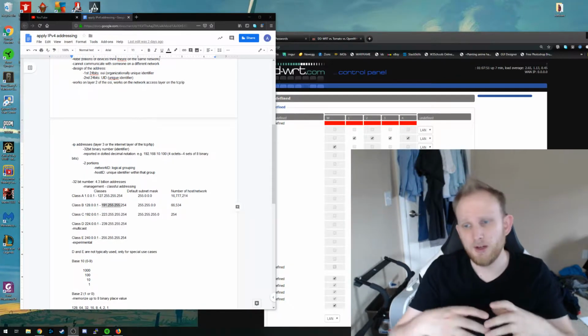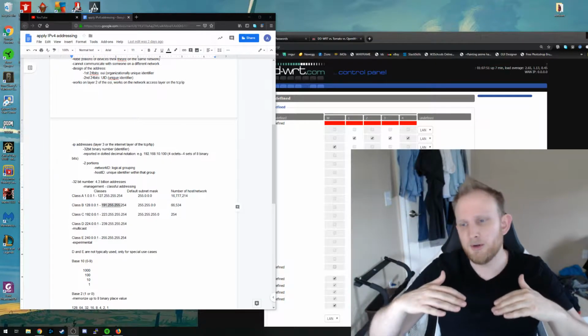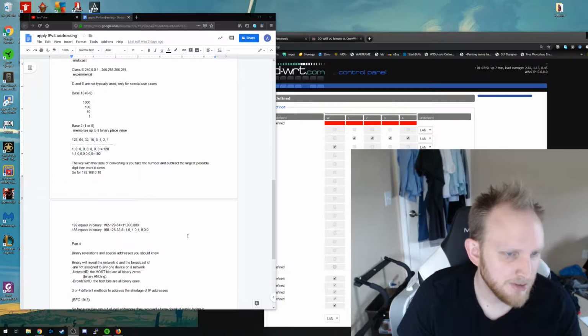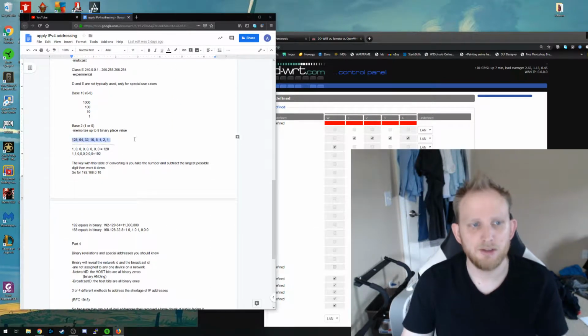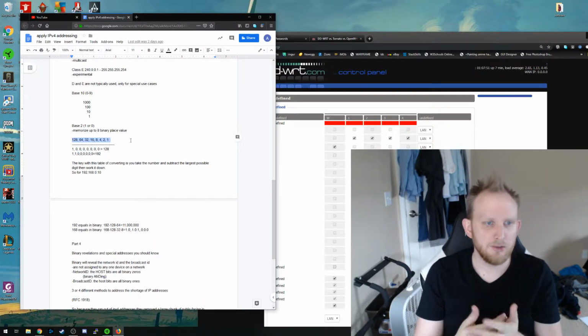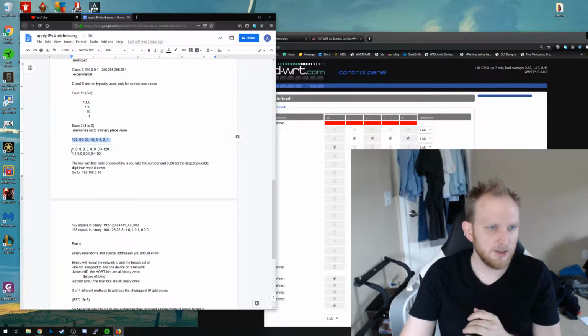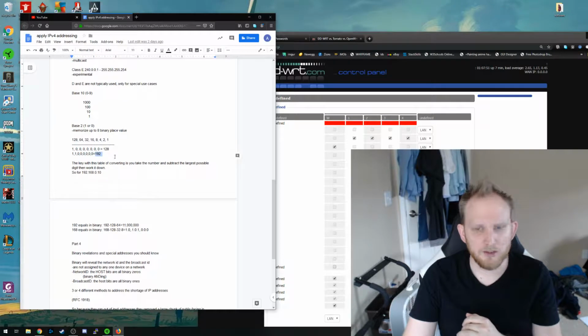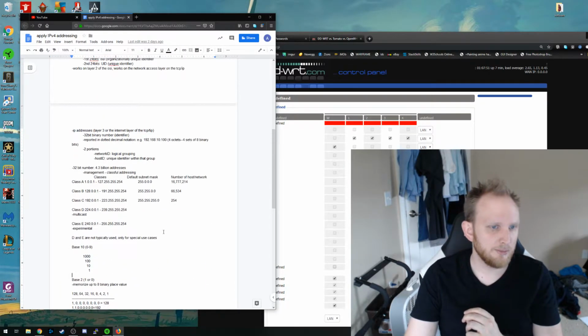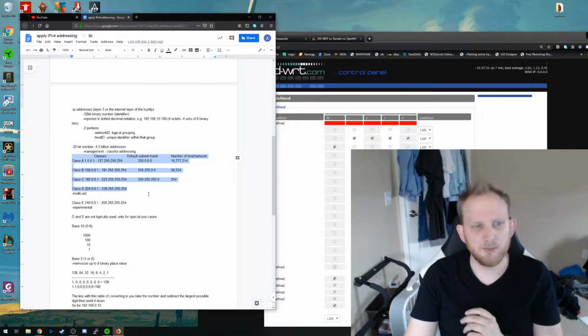So you can actually convert it all the way down to the computer code, which is kind of cool. I'm pretty sure this is going to be on the test. There are divisions of what you can divide it by. 192, for instance, is 128 plus 64. And here are the classes A, B, C, and D.